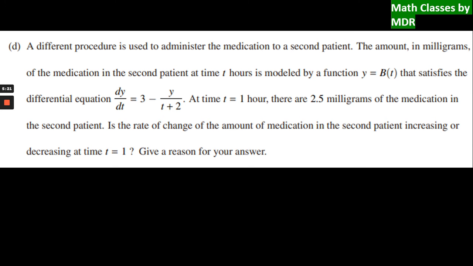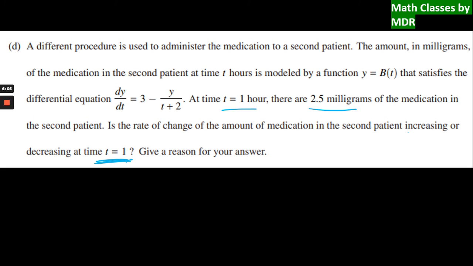Now let's see the fourth part. A different procedure is used to administer the medication to a second patient. The amount in milligrams of medication in the second patient at time t is modeled by y is equal to B of t, that satisfies the differential equation dy by dt is equal to 3 minus y by t plus 2. At time t is equal to 1 hour, there are 2.5 milligrams of the medication in the second patient. Is the rate of change of the amount of medication in the second patient increasing or decreasing at time t is equal to 1? How do you answer this question?